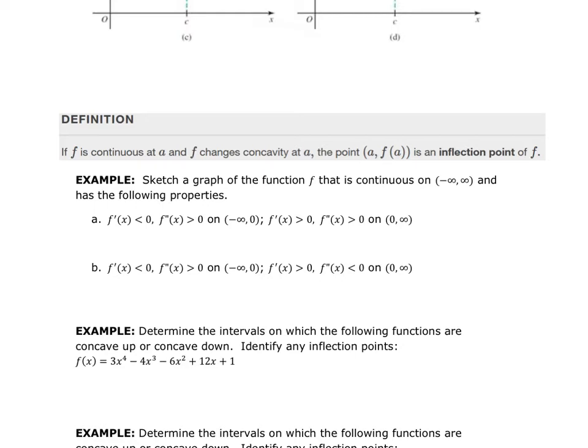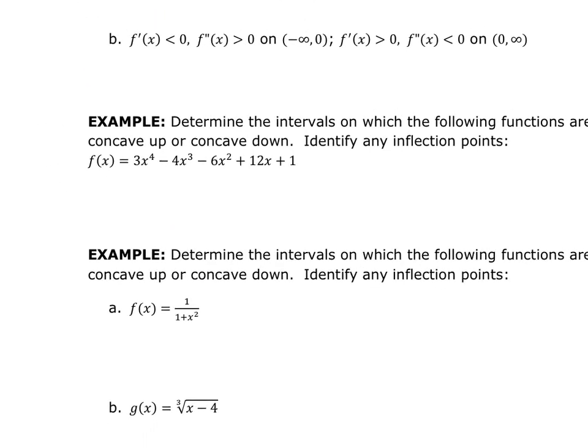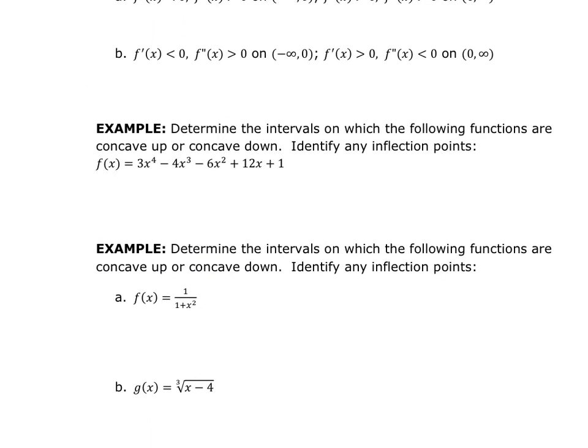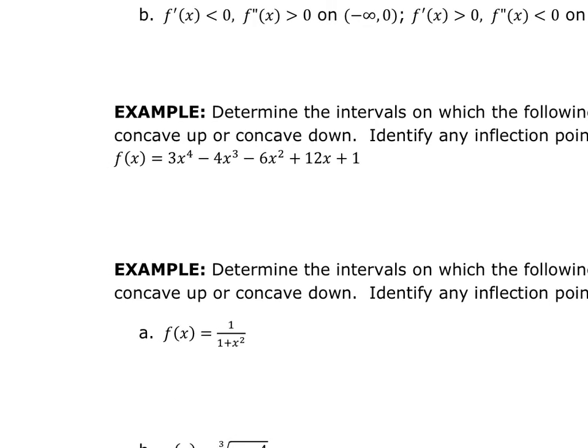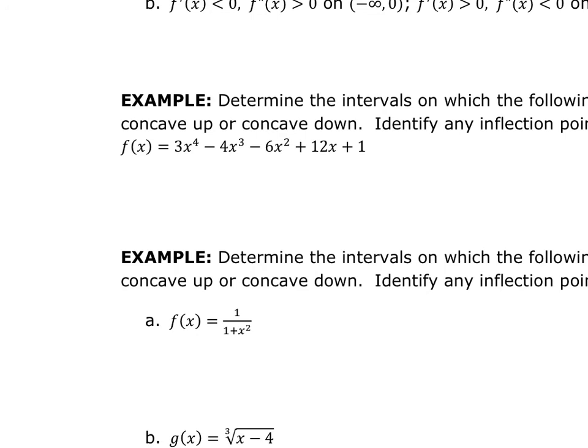So let's go through this one right here, and they're asking for the following functions: where it is concave up and concave down, and any points of inflection. So I'm going to do the second derivative, but first I have to do the first derivative. F prime of x is equal to 12x to the third minus 12x squared minus 12x, oh look at that, plus 12. That's pretty cool.